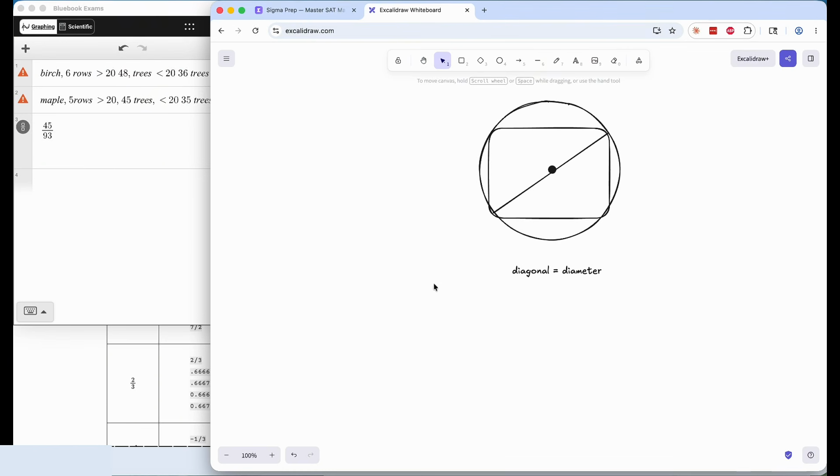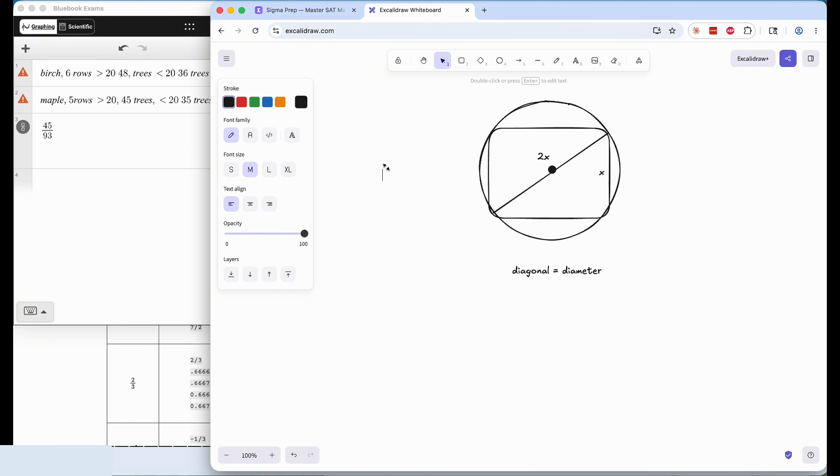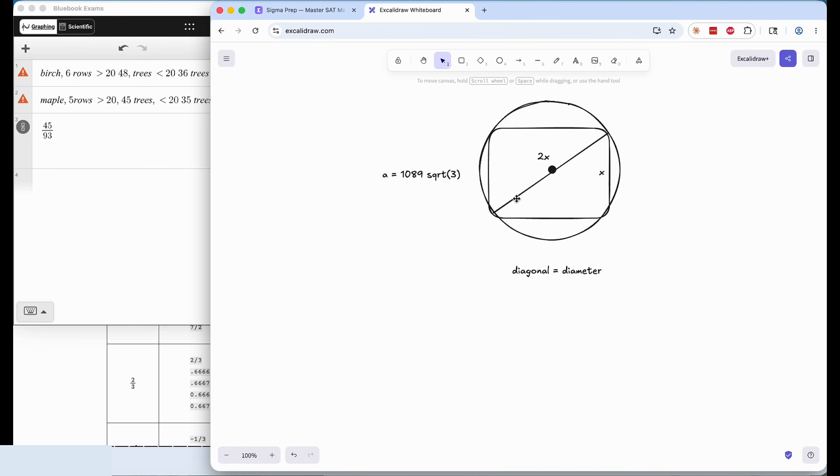Okay, so what's going on again? They said that this diagonal is 2 times the shortest side. So if this is the shorter side, let's call that x, right? And then they told us the area of the rectangle, right? They said area is 1089 square root 3, for the rectangle. So if I'm thinking about this rectangle, to calculate area of a rectangle, we know area of rectangle is length times width. So this side could represent the width, but I need to represent the length, right?